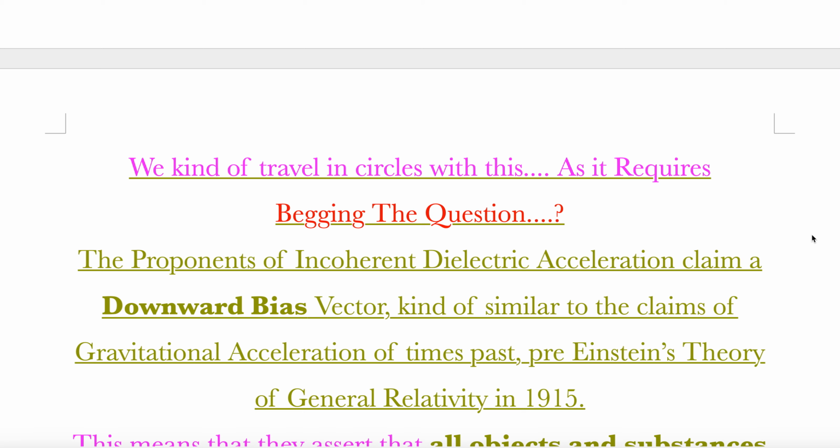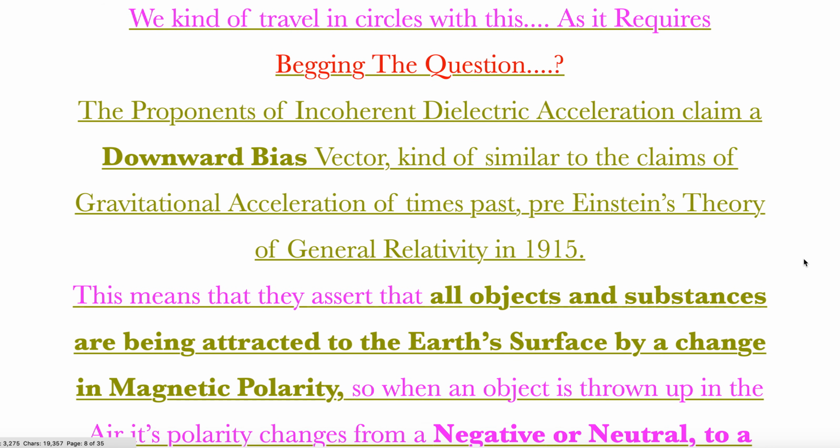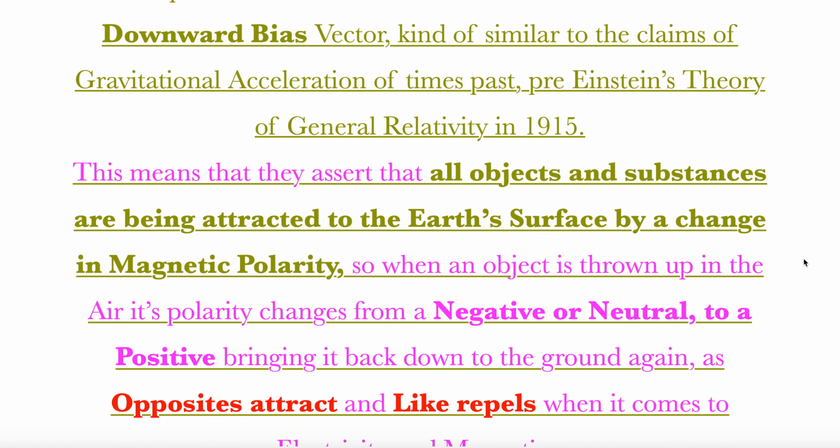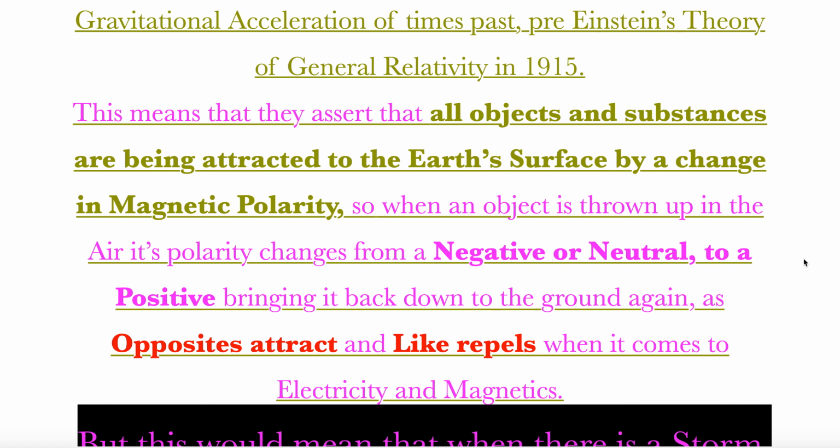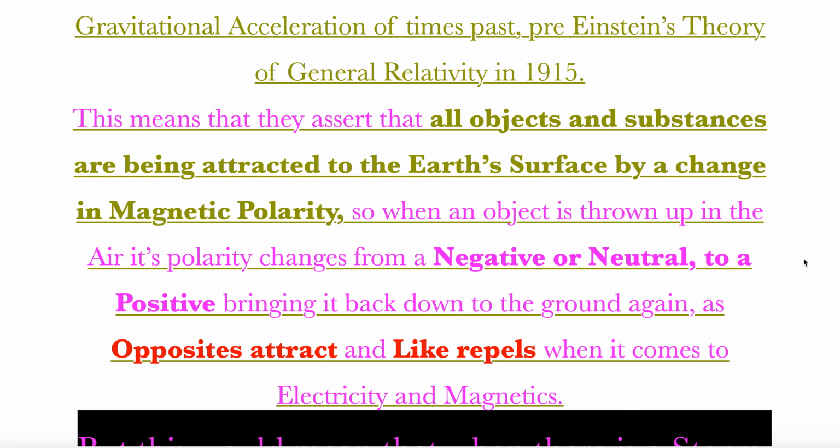The proponents of incoherent dielectric acceleration claim a downward bias vector, kind of similar to the claims of gravitational acceleration of times past, pre-Einstein's theory of general relativity in 1915. This means that they assert that all objects and substances are being attracted to the Earth's surface by a change in magnetic polarity. So when an object is thrown up in the air, its polarity changes from a negative or neutral to a positive, bringing it back down to the ground again, as opposites attract and like repels when it comes to electricity and magnetics.